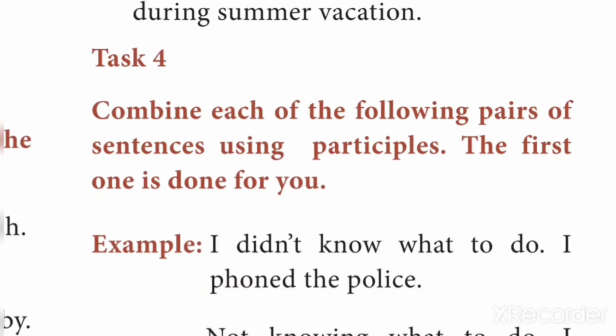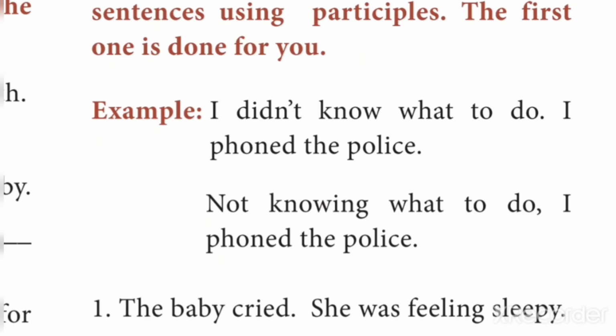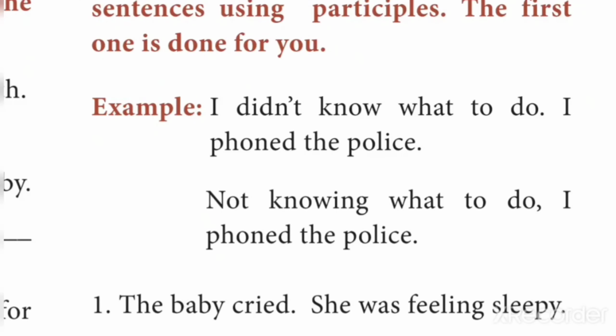Task 4. Combine each of the following pairs of sentences using participles. The first one is done for you. The example is, I didn't know what to do. I phoned the police. So the answer here, that is how we should write is, using the participle, we should combine both the sentences into a single sentence. So, see how the answer is given here.